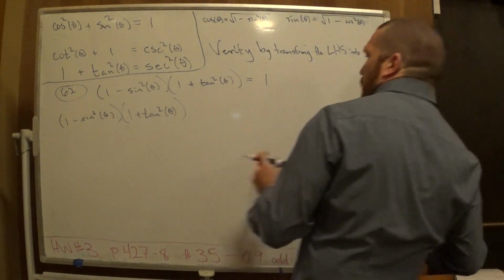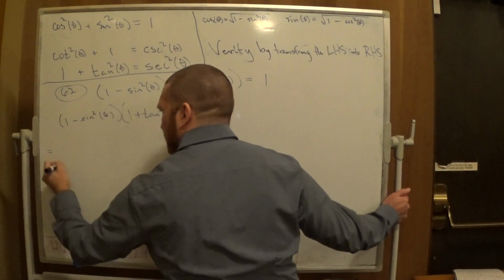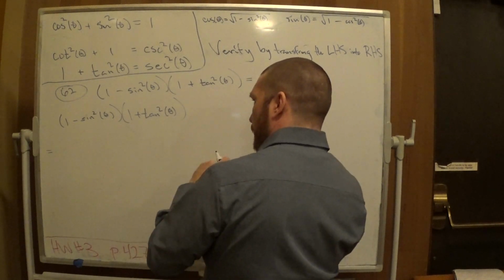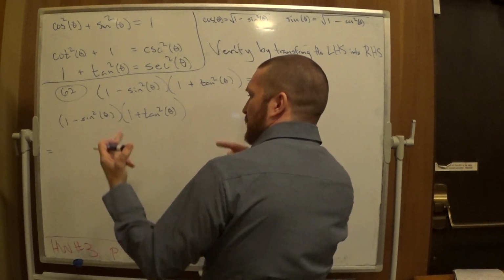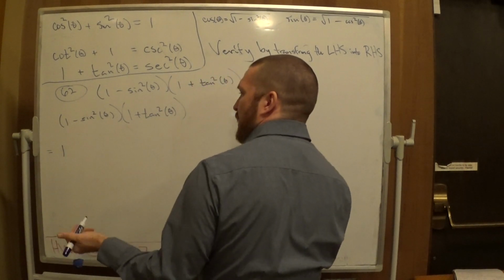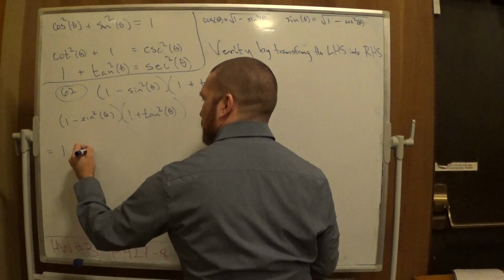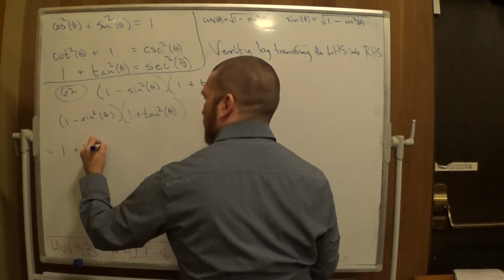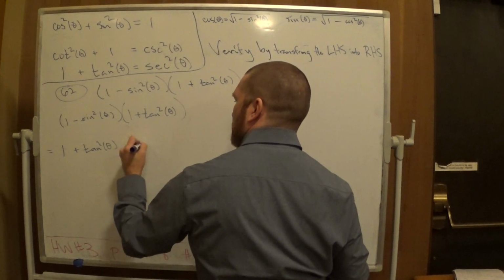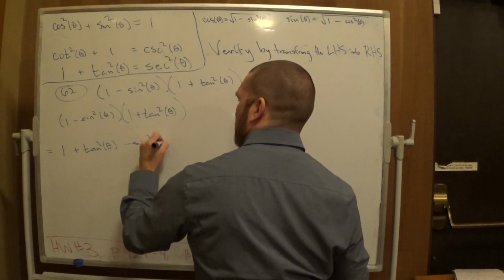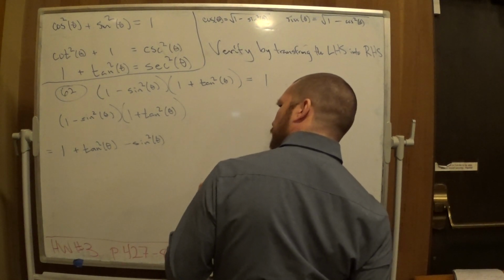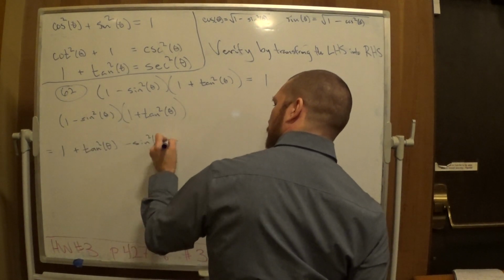Now, what do we have to do to multiply this out? What's it going to work out to? There's an acronym: first, outer. First, 1 times 1, and then plus tan squared of theta. Then outer, minus sine squared theta. Finally, minus sine squared theta times tan squared theta.